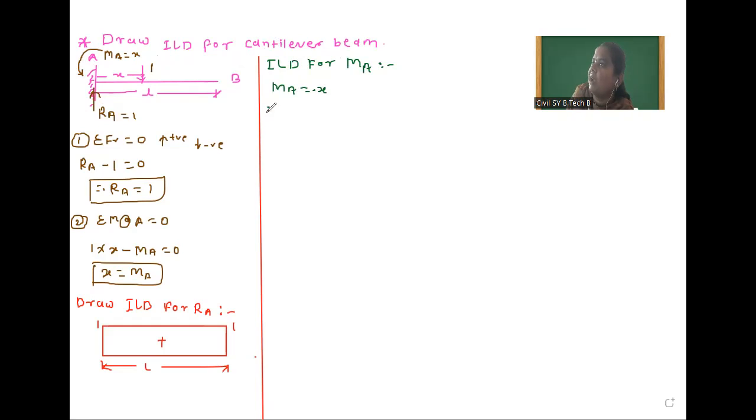Now we will find out at A. At A, x equals 0 distance. Look, at point A what value of x will we put? 0. So MA equals minus x equals minus 0, that is MA equals 0. After that you have to calculate at B. At B, x equals L distance. So x equals L we will put here. So MA equals minus x equals minus L.